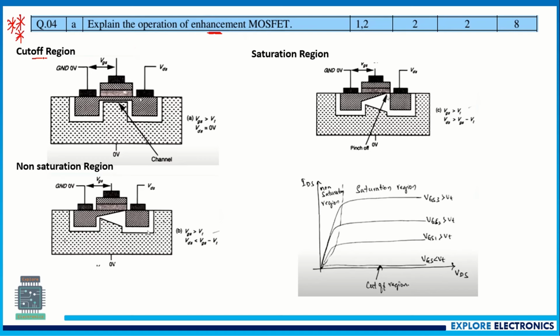Here the MOSFET is going to operate in three regions: cutoff region, non-saturation region and saturation region. These are the conditions for the three regions. For particular VGS and VDS values, the transistor will be operating in these regions. In the characteristic curve, when VDS is less than VGS minus VT, this will be the non-saturation region. Current will be increasing, and then when VDS is increased further, the current becomes constant. You can explain this much for 8 marks.